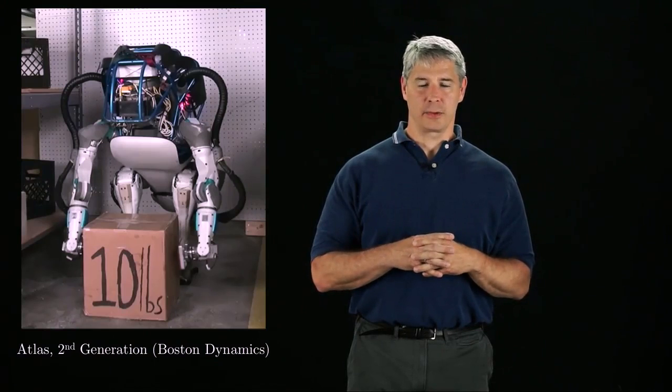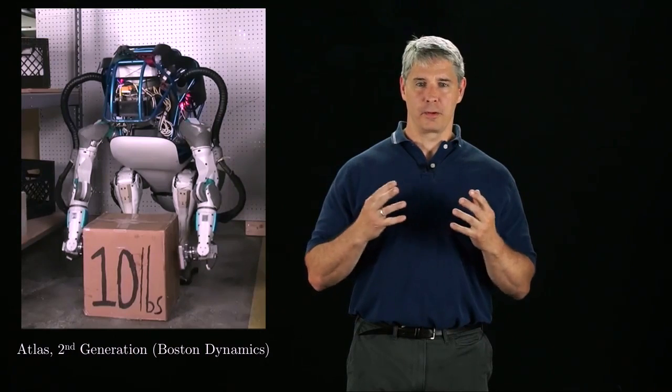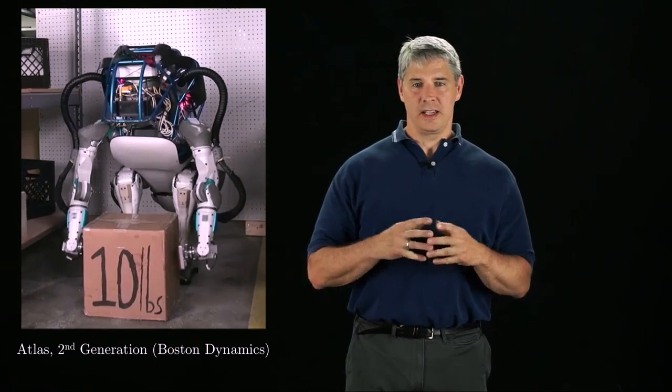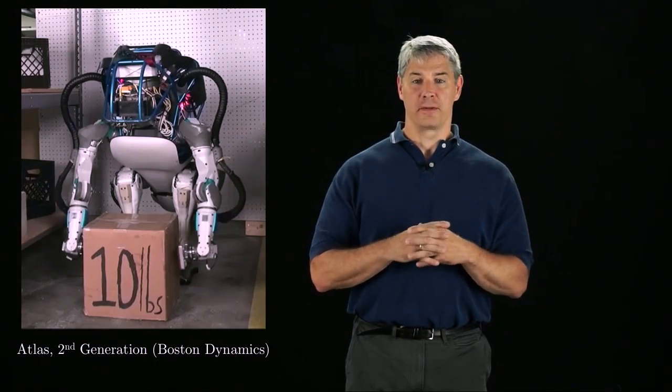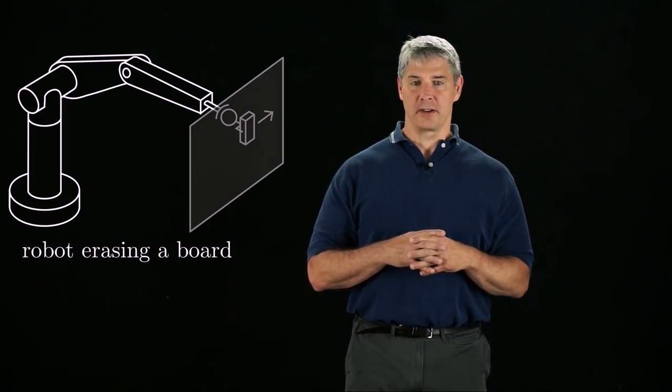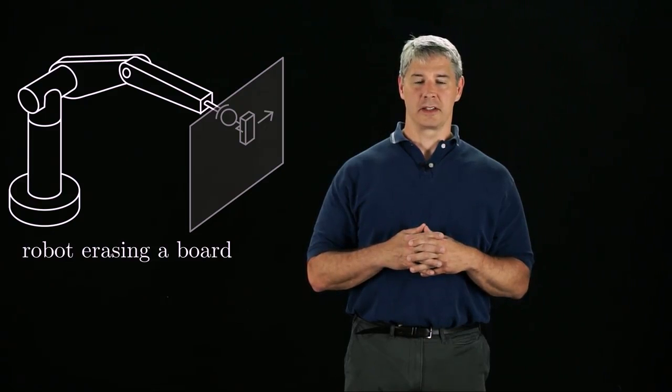Here, the feet in contact with the ground create a closed loop, and if the robot grips the box tightly, there's another closed loop through the arms. These closed loops have to be enforced by constraint forces. Finally, an open-chain robot erasing a whiteboard is another example of a robot subject to constraints.